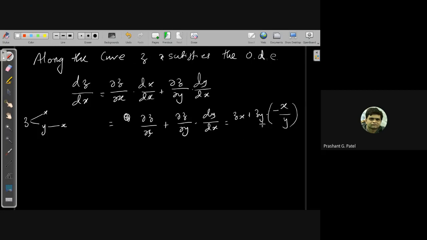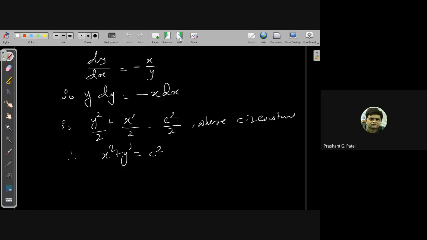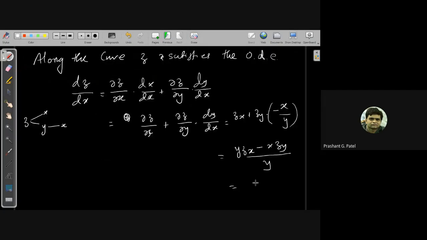If you take the LCM for this one, that gives me y zx minus x zy upon y. But as per the given differential equation, x zy minus y zx is z. So that's why this is z by y.